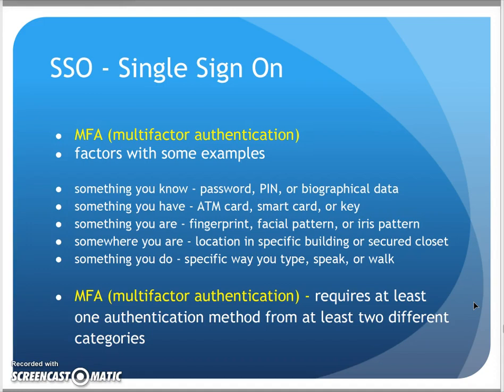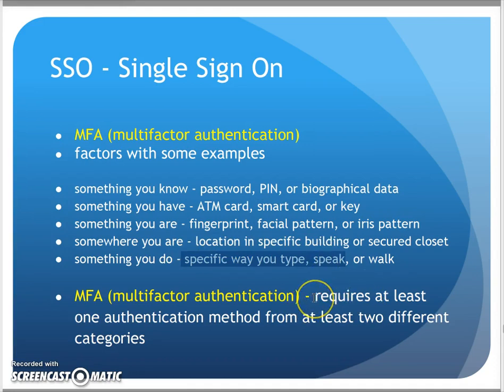Multi-factor authentication: here's a couple things that can be done. You could have to provide a password. You could have to provide a certain card. You might have to provide a fingerprint. You might need to be in a specific location in the building. You might need to identify a certain way you walk or speak or talk. And these can be used in combination.